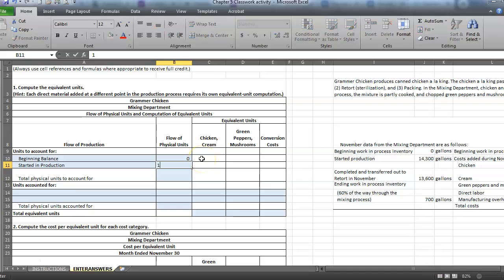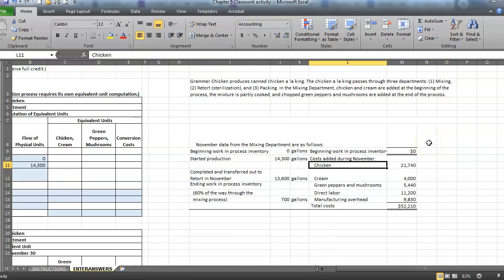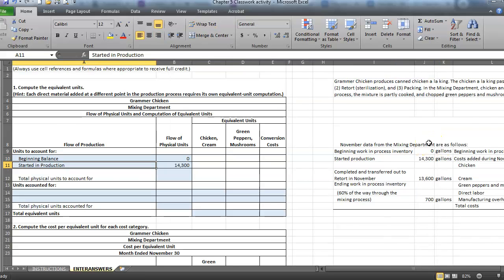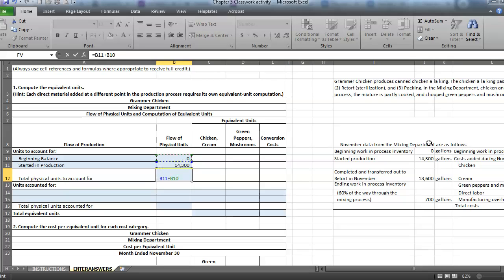Now, don't misunderstand, we're not going to ignore the information that we have on the other side, which is the total cost. We're going to deal with that in a moment, but right now, let's first get the units together. So far we have 14,300 units, and it doesn't seem to show we have any beginning inventory. So right now, our physical units we are accounting for is 14,300 if nothing else occurs.